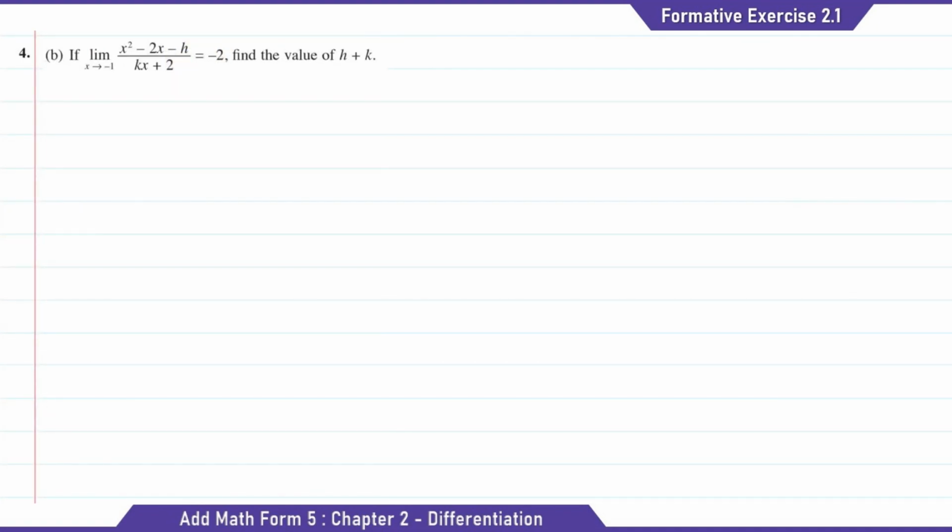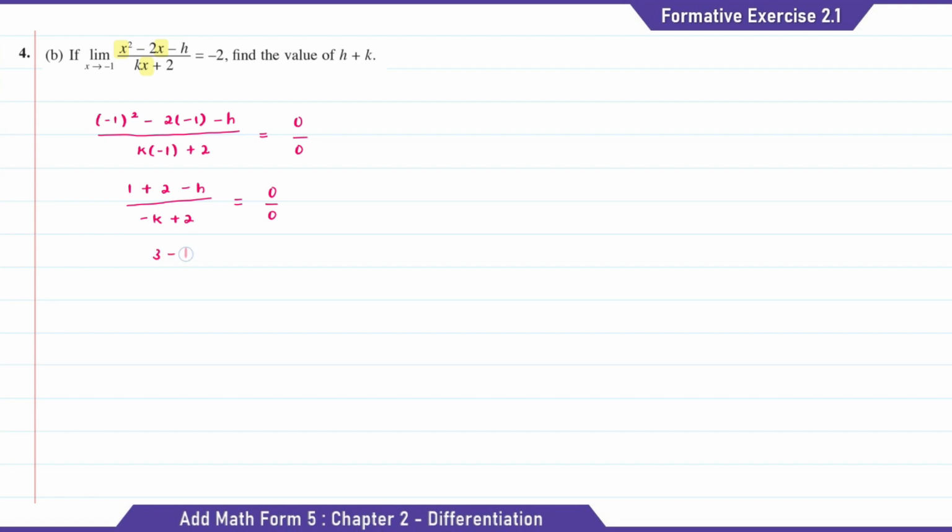Question 4b. If the limit value of x squared minus 2x minus h over kx plus 2 when x approaches negative 1 is equal to negative 2, find the value of h plus k. To find the value of h and k, by direct substitution, I'm going to assume that the answer is equal to 0 over 0, which is the indeterminate form. So here I'm going to substitute the x here with negative 1. Next I'm going to get 1 plus 2 minus h over negative k plus 2. This is equal to 0 over 0.